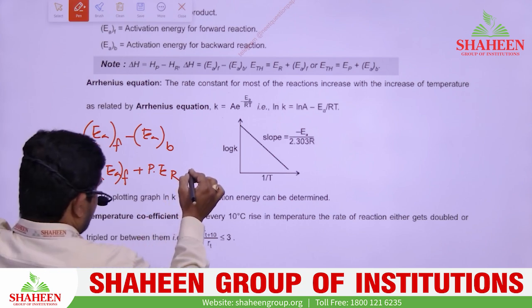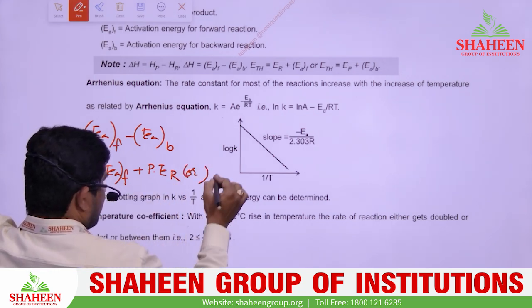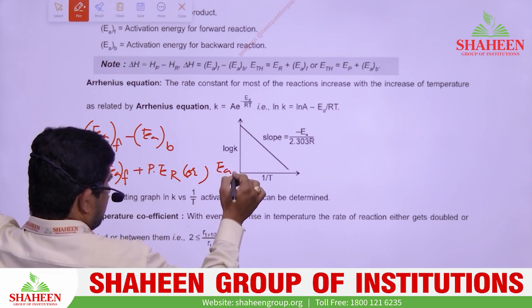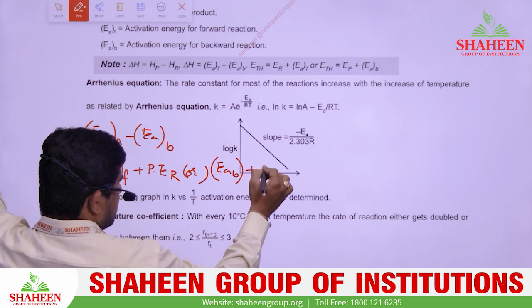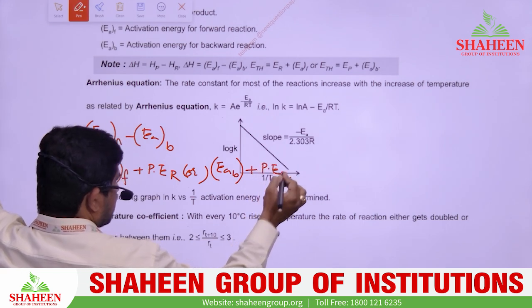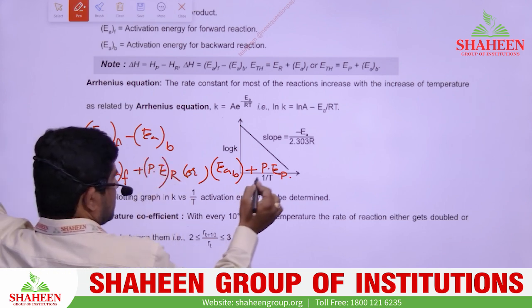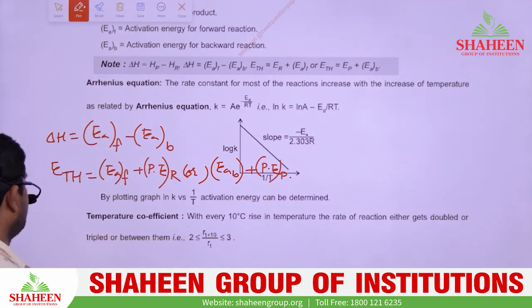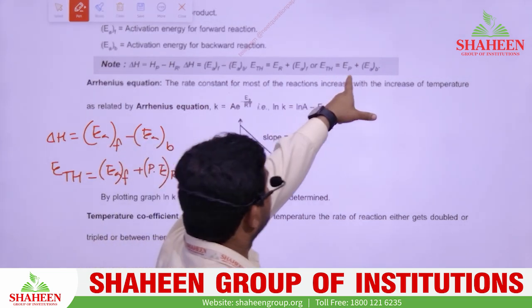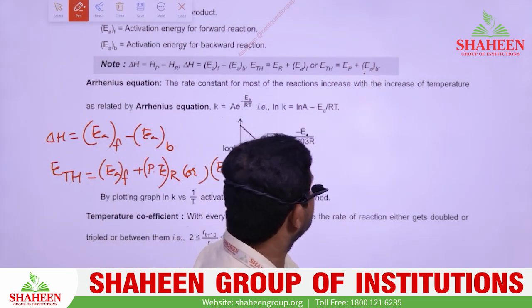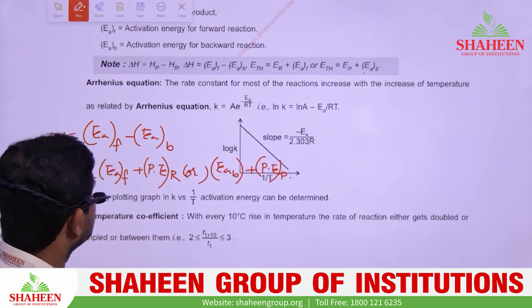Or else another formula is also there. What is the other formula? Activation energy of backward reaction plus potential energy of product. So threshold energy can be calculated like this. Next, potential energy of product minus activation energy of which reaction? Backward reaction. So, the Arrhenius equation.